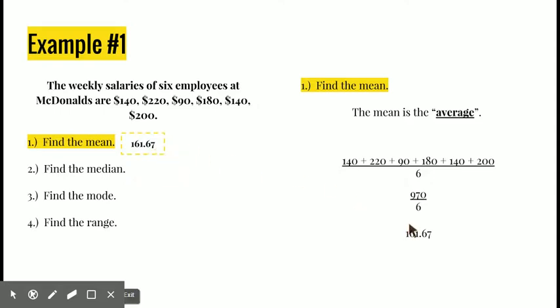161.67. Now what this means is that on average, the employees at McDonald's are making $161 or almost $162 a week. So that means on average. Now the average could be high for some people or low for some others. So for instance, the average is a little bit higher than this person that's making $90 a week, but it's also lower than the person that's making $200. This is just an average amount. It doesn't mean it's exactly what everyone makes.